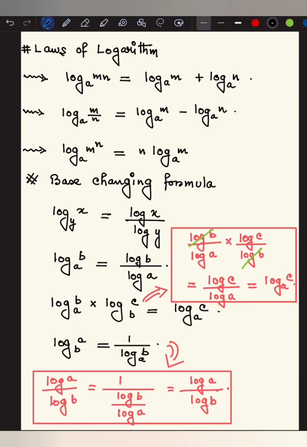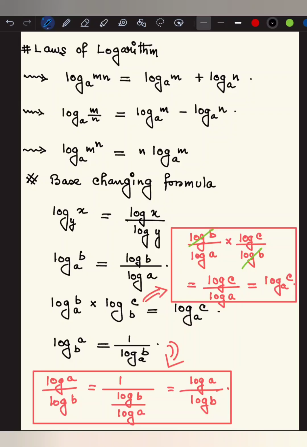Okay, let's move on to the next portion. There are some new formulae that we need to learn, some more laws of logarithm. The first one is log mn base a can be written as log m base a plus log n base a. Here m is multiplied by n, and so we are writing it as plus. Now when m is divided by n, then it will be minus. Simple thing, right? So log m by n base a will be equal to log m base a minus log n base a.